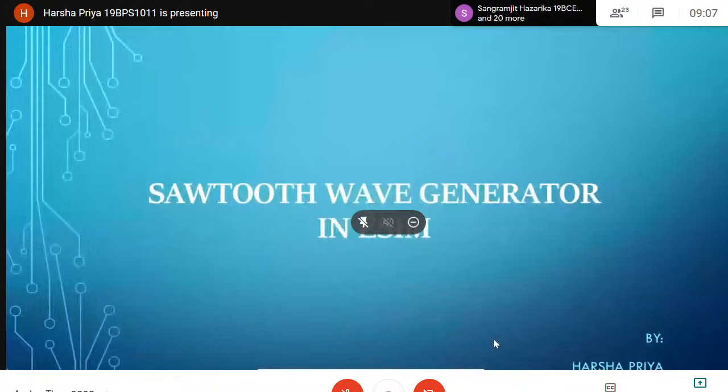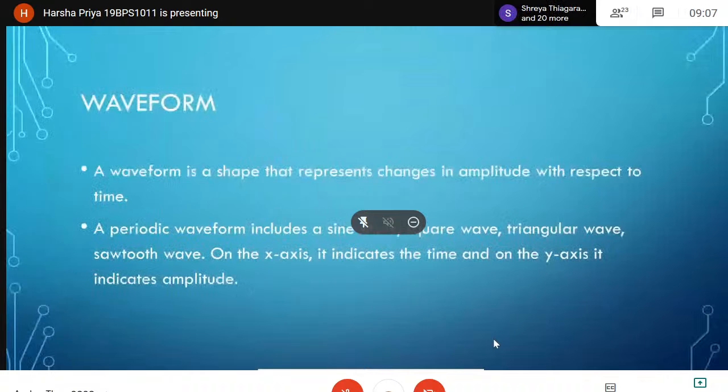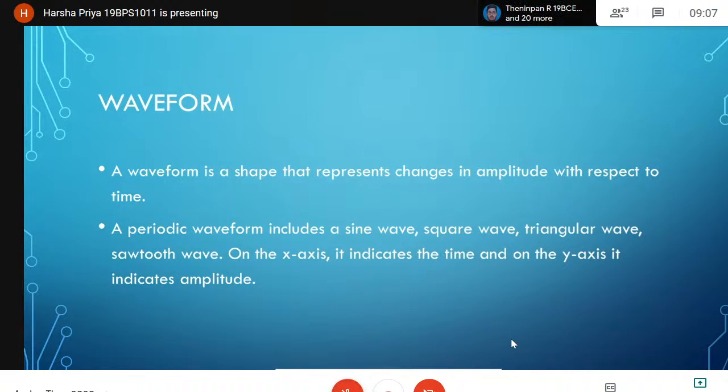I'm Harsha, and I'm going to talk about the sawtooth wave generator in eSim. So, what is a waveform? A waveform is a shape that represents change in amplitude with respect to time. The x-axis indicates the time, and on the y-axis it indicates the amplitude. For example, sine wave, square wave, triangular wave, sawtooth wave.